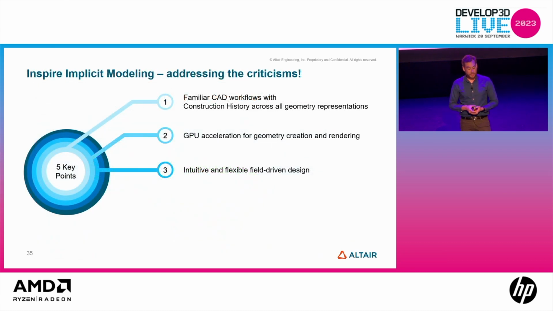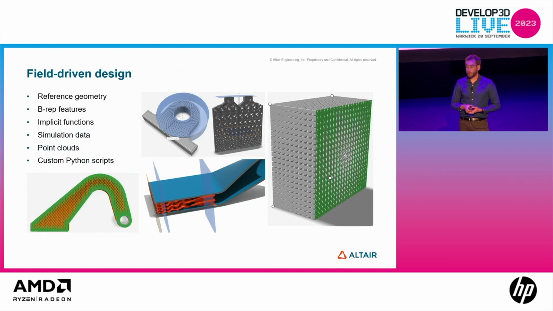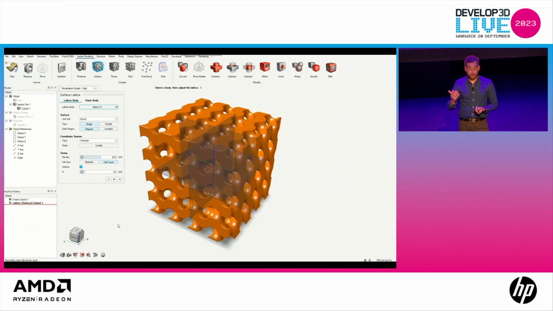So third point, we wanted the field-driven design to be intuitive and flexible. So being able to control the geometry at every point in space can be quite difficult to do, but we wanted to make that as user-friendly as possible. So we've made a number of different ways to create and manipulate and apply fields. So you can use reference geometries like planes and axes and points. You can use brep features, faces and edges and vertices. It could be implicit functions themselves. It could be simulation data, point clouds, or even a custom Python script that you bring in and apply to your geometry. So what does that look like?